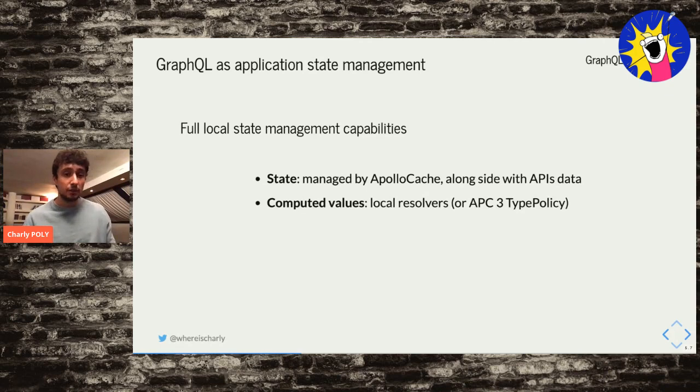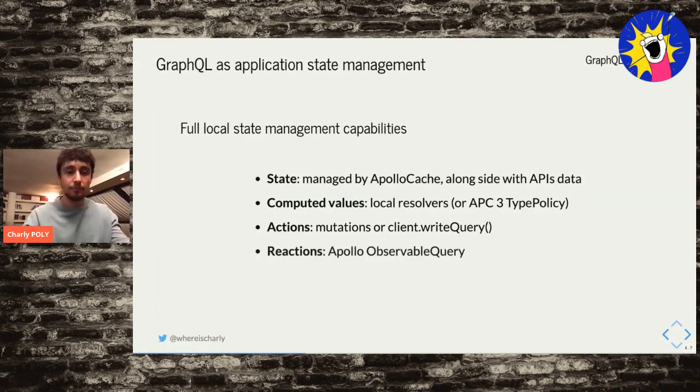If you have computed value, which is part of the proposal value for MobX, for example, you can use local resolver. As we just saw, it's very simple. If you want to have actions, if we take the analogy with MobX, then it will be mutations or writing directly in the cache using client.writeQuery.